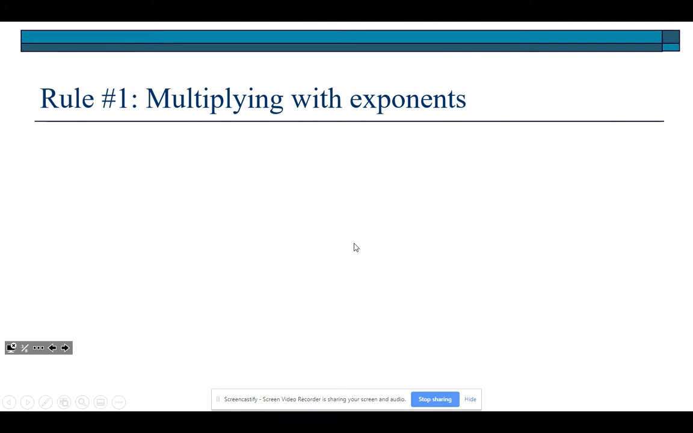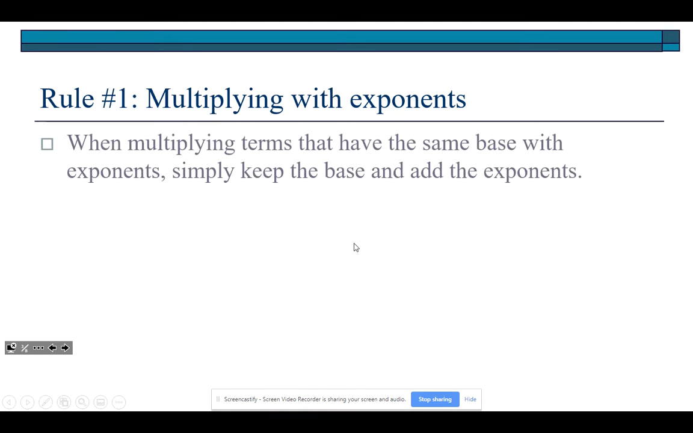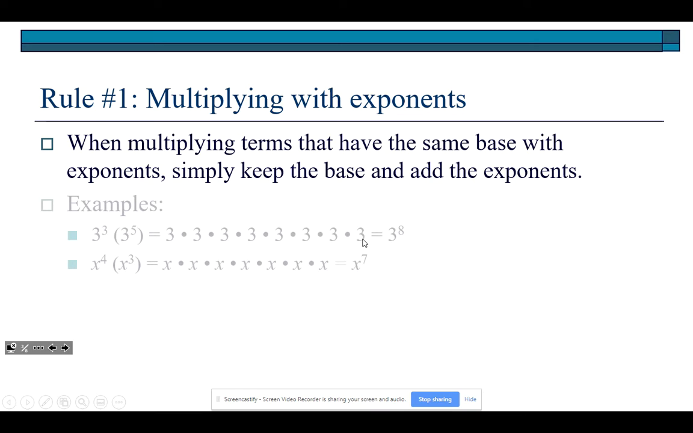Let's take a look at our first rule, multiplying with exponents. When we're multiplying terms that have the same base with any exponents whatsoever, we'll just keep the base and we'll add the exponents. For example, 3 to the third power times 3 to the fifth power, if I write it out in long form, it's 8 3's being multiplied together. That's why we have 3 to the 8th. We can simply shortcut this by just adding the exponents. It is not necessary for you in your work to write out the elongated form.